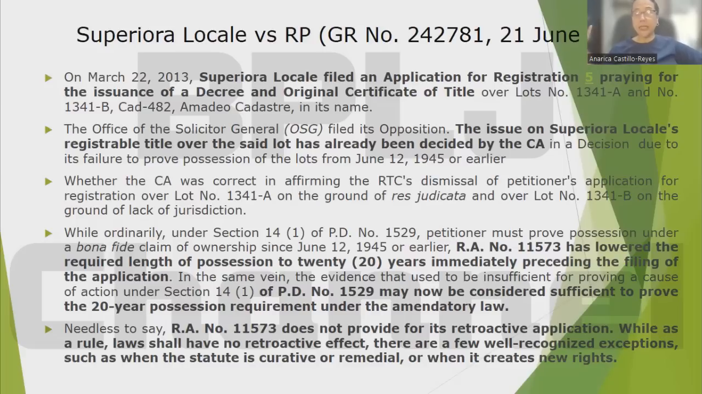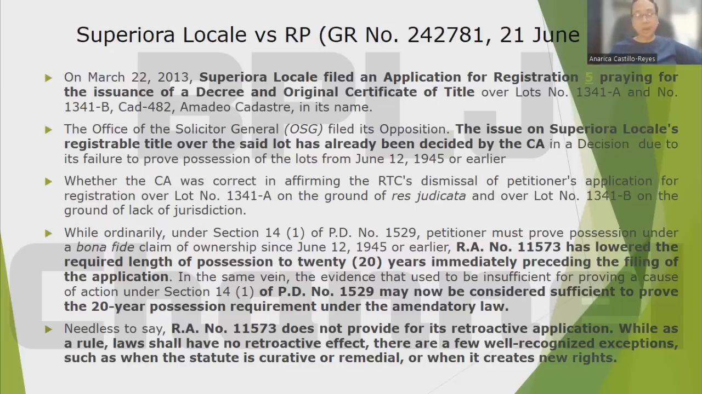At this time, RA 11573 had already taken effect at the time of the second application. Now, at the time of the second application, RA 11573 provided for a lower length of possession, which is 20 years immediately preceding the filing of the application. Before, in the earlier law, Section 14.1 of PD 1529, the requirement is 30 years. Now, RA 11573 lowered it to 20. Now, the question is, can the new law be applied retroactively to the case of Superiora?